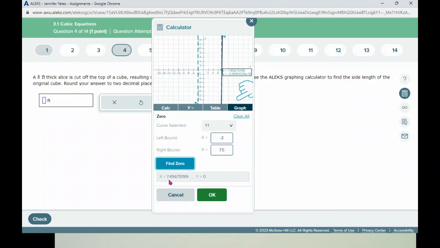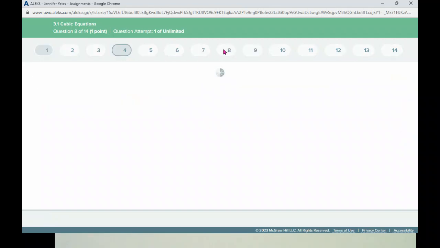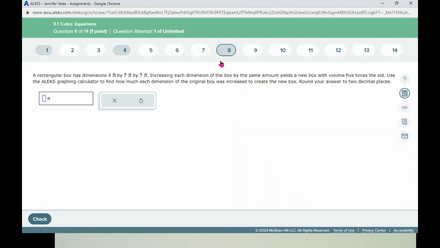So my x is what if it wants me to round to 2 decimal places? 7.46. So that is our original side length. Okay, 7.46. Finding the 0 isn't bad, right? But setting up the equation is the hard part. Now this one is pretty similar, so I don't want to do that one. Can I try another one? Let's go up to 8, see if that's a different one. Oh, okay. Let's at least set this one up, and that's the last thing I'll do with you, and then I'll open your homework.